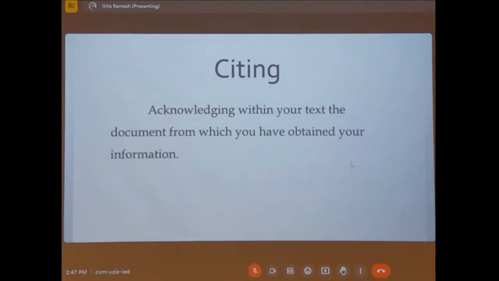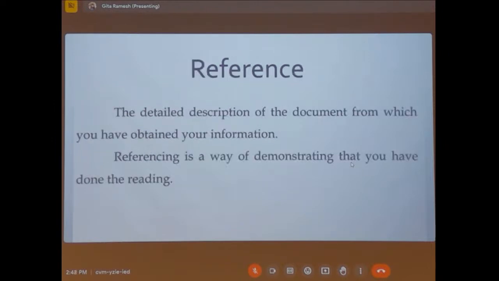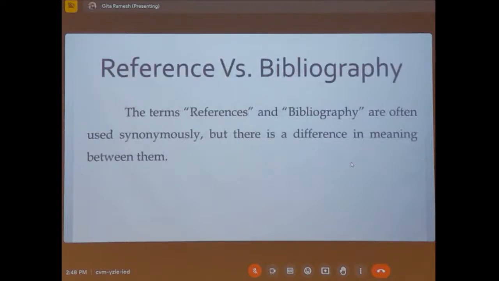Citing is nothing but acknowledging within your text the document from which you have obtained the information. And reference is the detailed description of the document from which you have obtained the information. So, in short, referencing means a way of demonstrating that you have done the reading. We come across two terms, reference and bibliography.